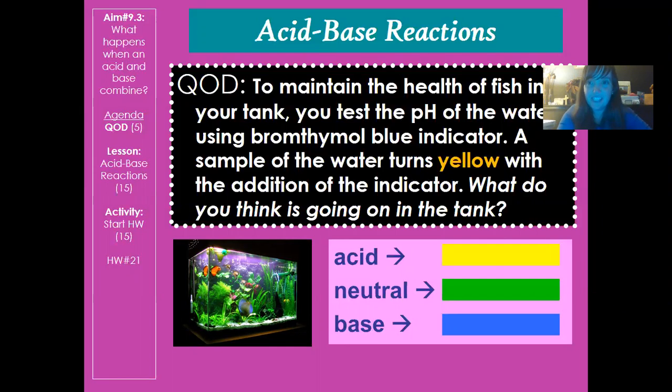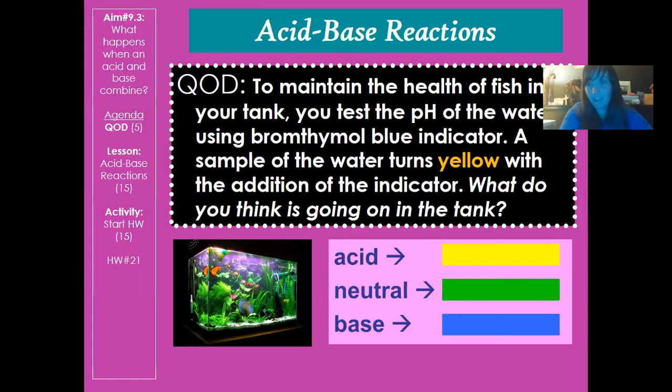We learned that litmus paper turns red when it's in an acid and turns blue when it's in a base. That's one example of a pH indicator, but there's lots of others. And if you did the red cabbage mini lab, you know that other indicators can turn different colors. This one, bromothymol blue, turns yellow when it's in an acid, green when it's in something neutral, and blue when it's in something basic. So in this case, the fish tank water turned it yellow. So what do you think is going on in the tank?